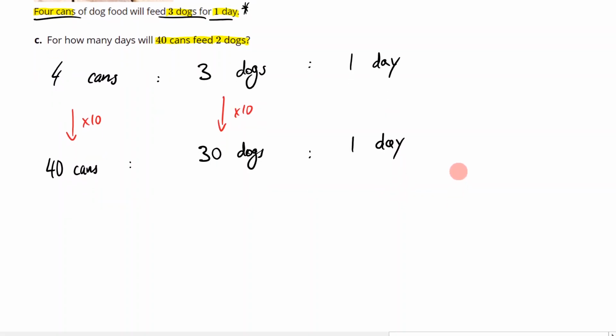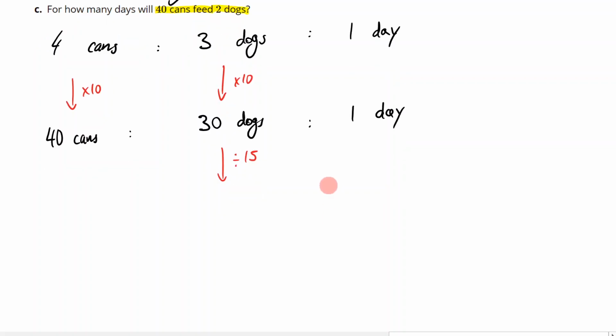The next thing I need to do is, see how this is 40? Now I need to change this to 2 dogs. It's currently 30 dogs. Well, the way I can do that is I can divide by 15. If I divide by 15, that means I have 2 dogs. So tick, I now have 2 dogs. I have 40 cans, so that doesn't change. I want to keep it as 40 cans. But if I'm not going to change this one, it means I have to change this one.